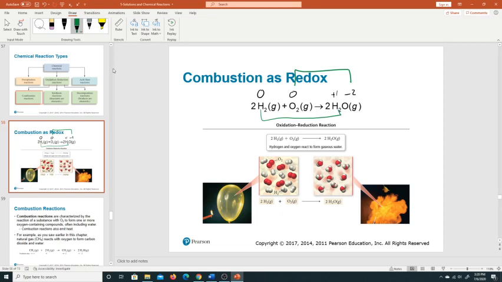Therefore, oxygen is the oxidizing agent. The oxidizing agent gets reduced. H2 was oxidized. Therefore, H2 is the reducing agent.